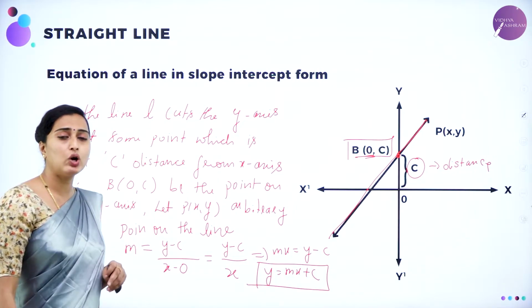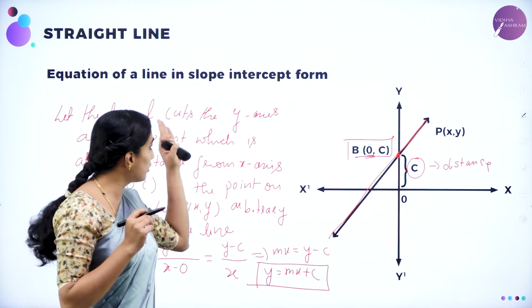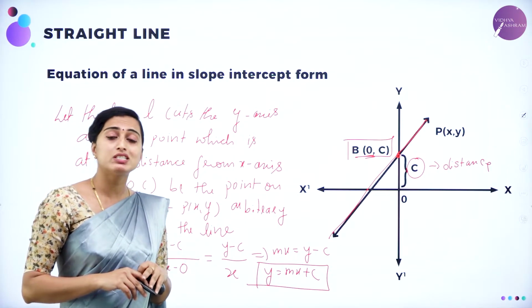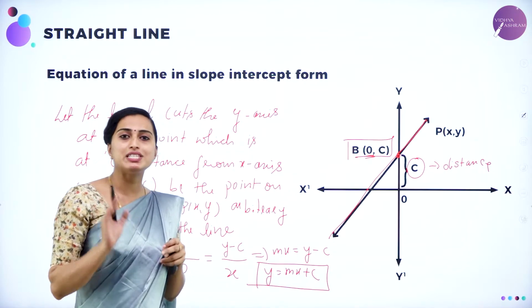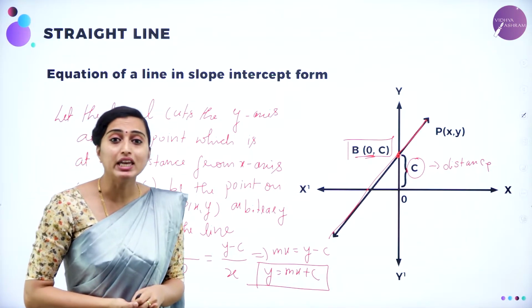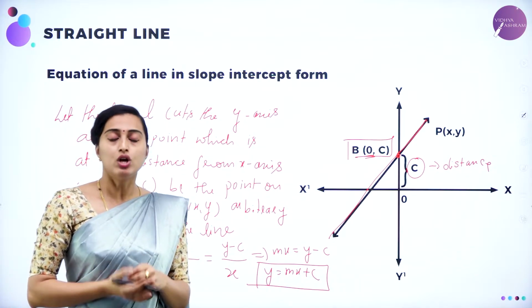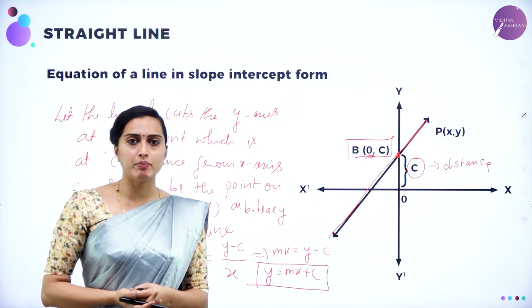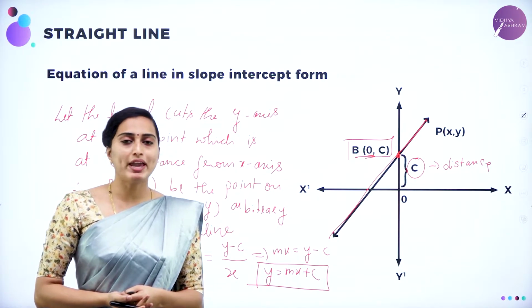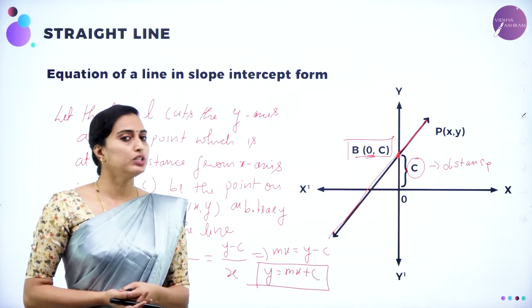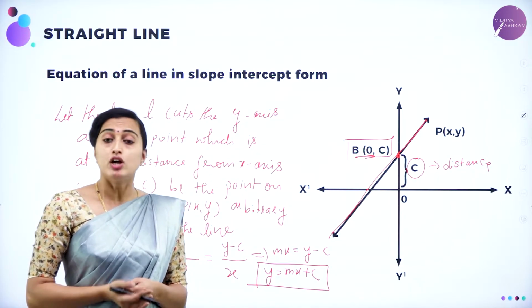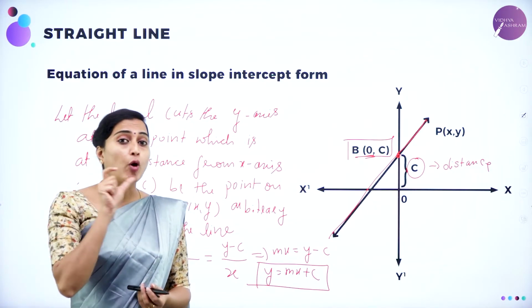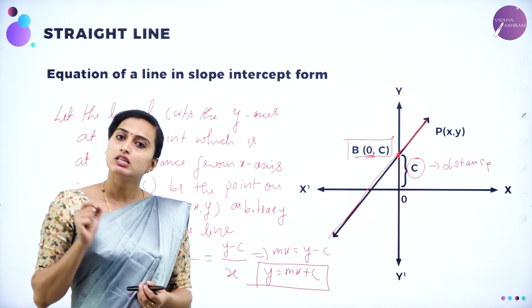This is going to be called the slope-intercept form, and C is always known as the y-intercept. Understood? The slope-intercept formula is given by y equals mx plus c. Dears, don't get confused between slope-point form and slope-intercept form. Slope-point form means when the point x1, y1 is given and the slope is given.